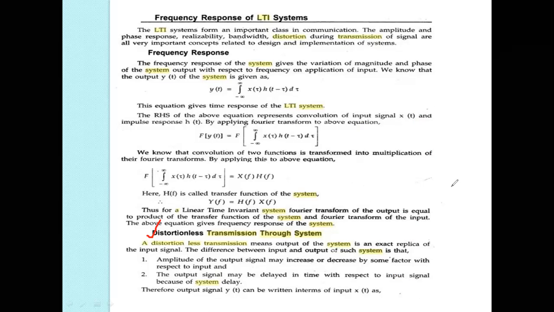We can call it distortionless transmission through a system. Okay, my dear students, for this we have to see: a distortionless transmission means the output of the system is an exact replica of the input signal. That is nothing but distortionless. Whatever I send here is received at the receiver side without any distortion or without any noise added to that signal.